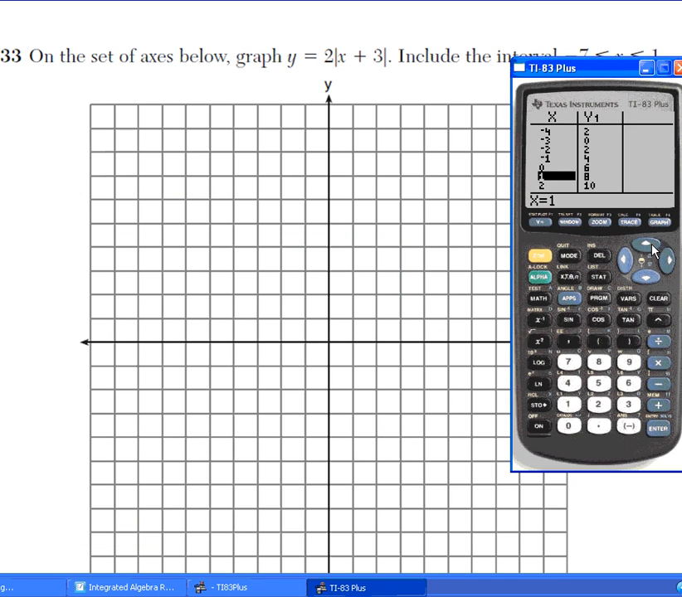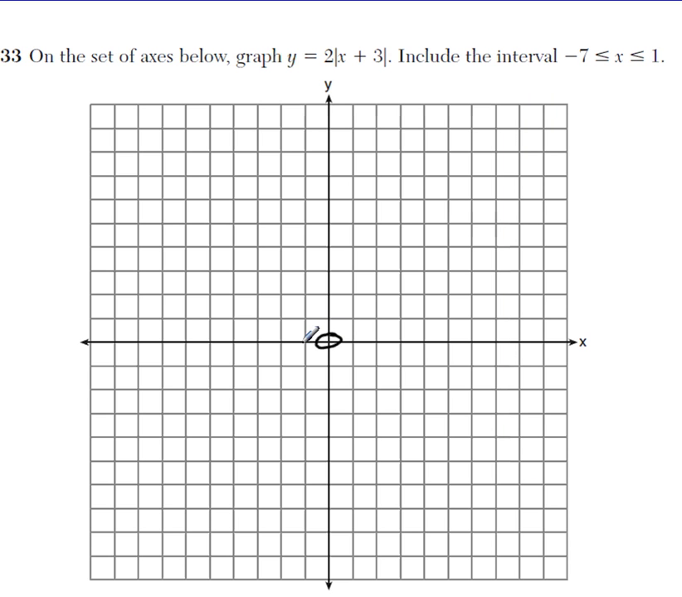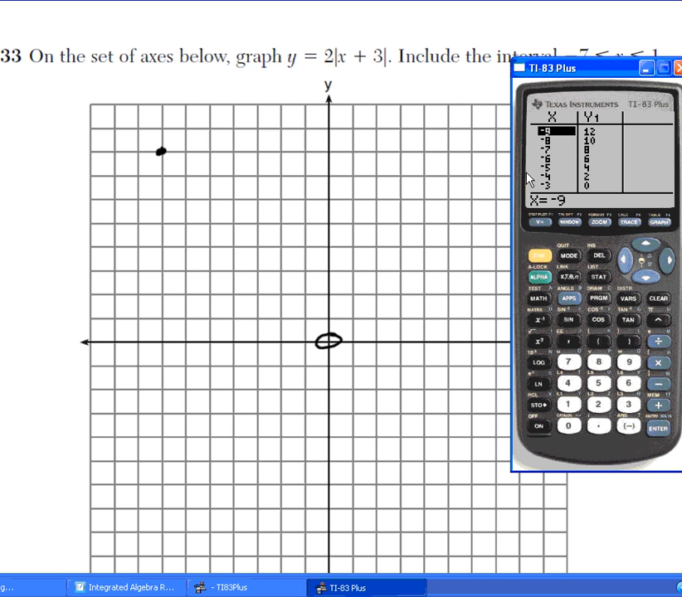So let's go ahead and do that. So we've got negative 7, 8. So this is my origin. Negative 1, negative 2, negative 3, negative 4, negative 5, negative 6, negative 7, and then go up to 8. That's right up here. Then we've got negative 6, 6. That's going to be here. And we've got negative 5, 4.